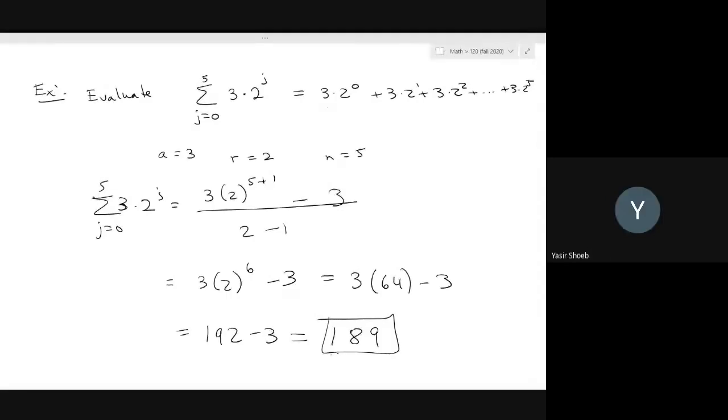Sir, when I learned this, it was A times 1 minus R to the power n over 1 minus R, not n plus 1. Is it because we are considering J equal to 0, and in my formula we use J equal to 1 as the beginning? Yes, that sounds right. Because your formula that you've seen previously had a different index. If you change the index of summation, you have to adjust the formula as well. So if you add one, you have to subtract one. If you subtract one, you have to add one. I understand. Thank you. No problem.